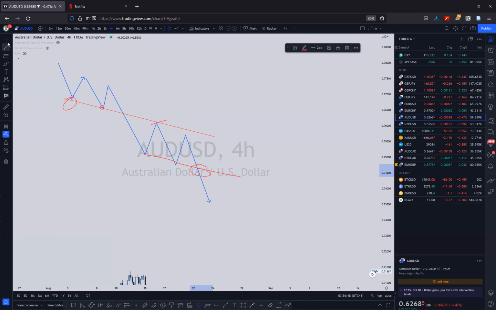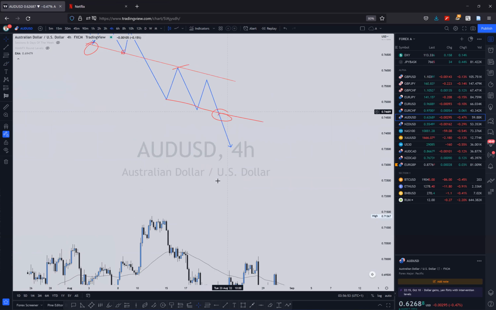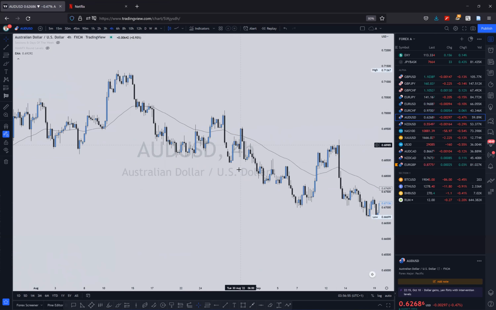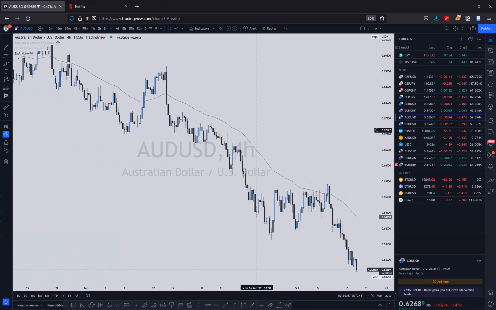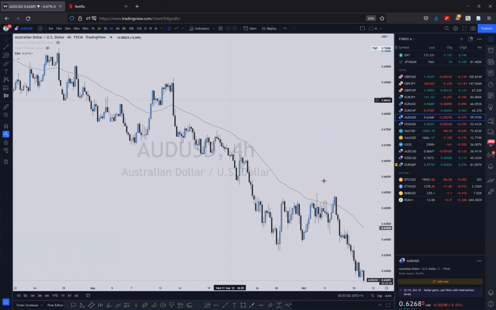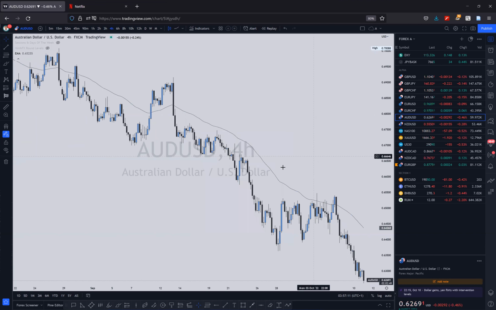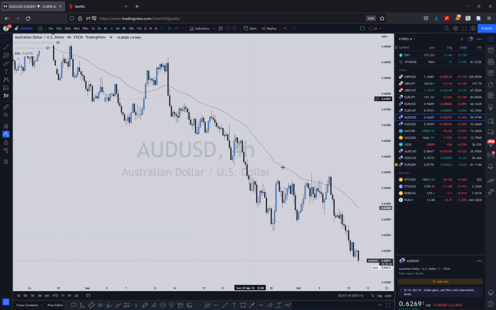One of the complements you can use to this is the EMA. And the EMA I use in this kind of scenario is the 55 EMA. So how do you use this? So EMA, you go to inputs and then you make sure the length is 55, right? So what are you looking for in this scenario?